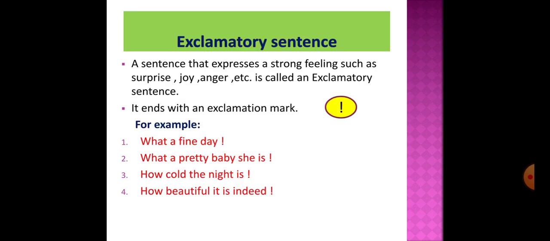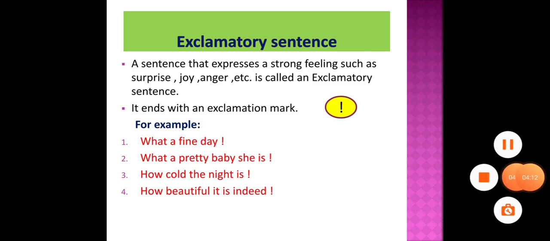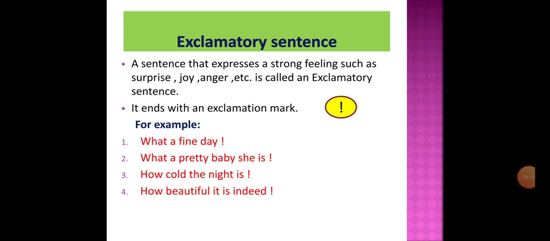The last one, that is exclamatory sentence. A sentence that expresses a strong feeling such as surprise, joy, anger, etc. is called an exclamatory sentence. It ends with an exclamation mark. We have some examples here. What a fine day. What a pretty baby she is. How cold the night is. How beautiful it is indeed.